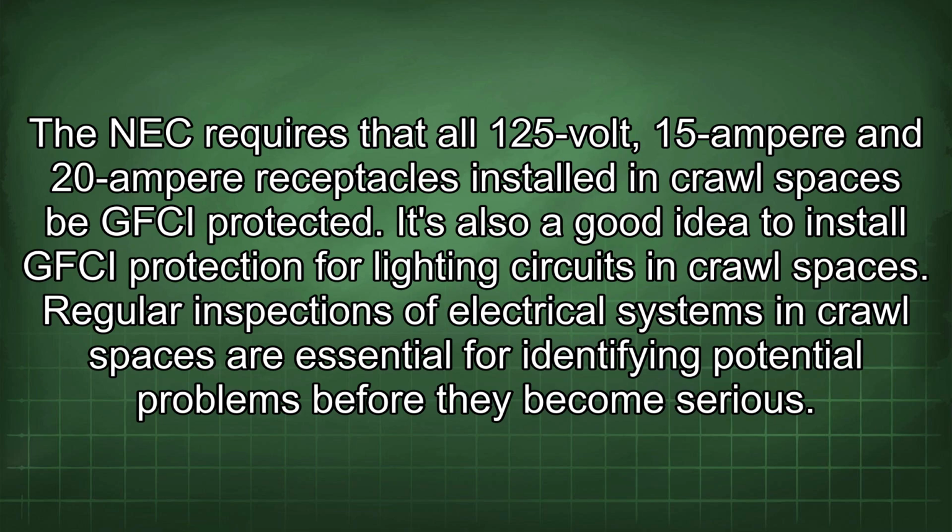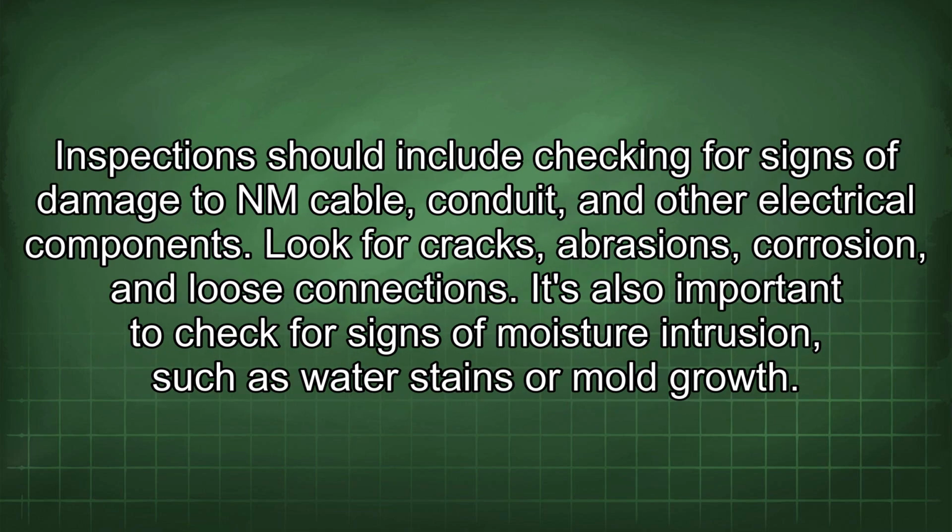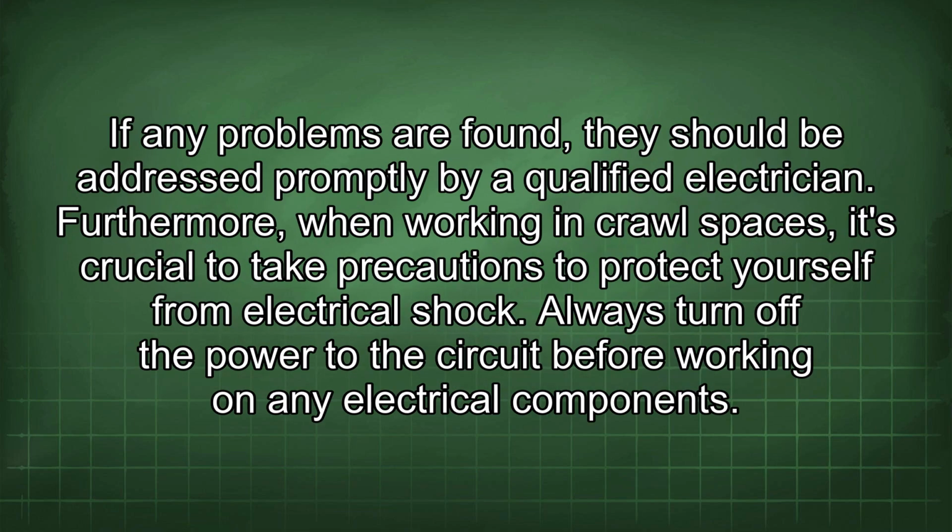Regular inspections of electrical systems in crawl spaces are essential for identifying potential problems before they become serious. Inspection should include checking for signs of damage to NM cable, conduit, and other electrical components. Look for cracks, abrasions, corrosion, and loose connections. It's also important to check for signs of moisture intrusion, such as water stains or mold growth. If any problems are found, they should be addressed promptly by a qualified electrician.